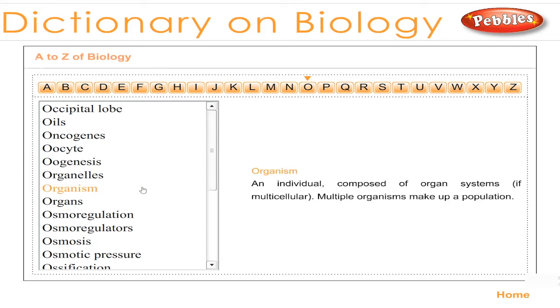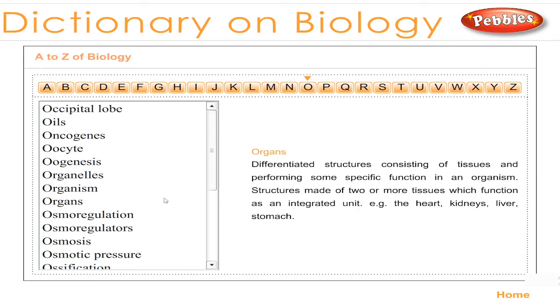Organism, an individual composed of organ systems if multicellular. Multiple organisms make up a population. Organs, differentiated structures consisting of tissues and performing some specific function in an organism. Structures made of two or more tissues which function as an integrated unit. Example, the heart, kidneys, liver, stomach, etc.